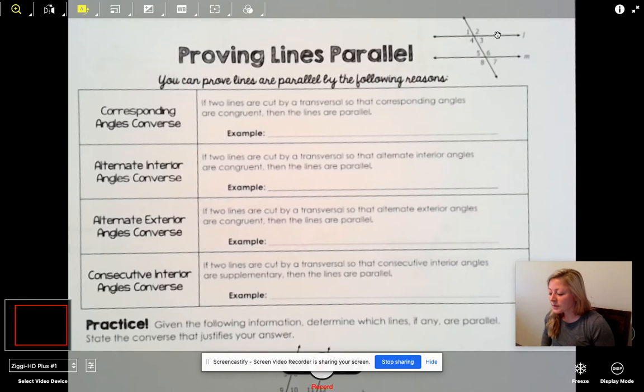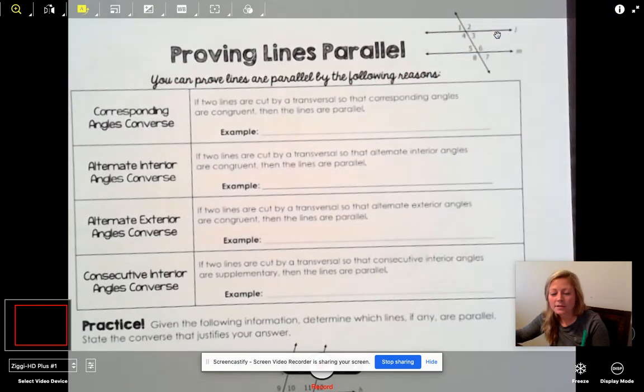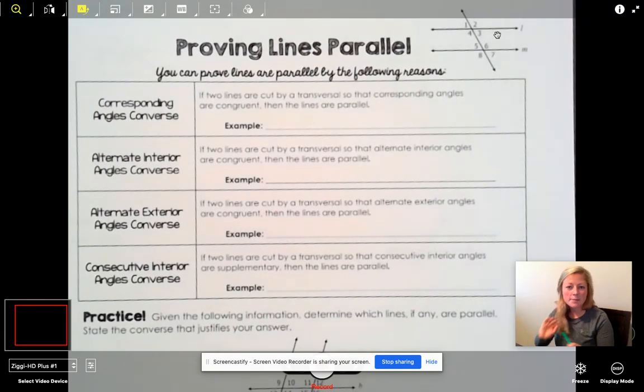Okay, it says you can prove lines are parallel by using the following reasons. So the first one is corresponding angles converse. So in math, or in logic, if you plan to be a lawyer one day, this is something we skip that hopefully we get to at the end of the year. It's kind of like a reasoning and logic unit. But when you flip the order of a sentence, it's called the converse. So the second part comes before the first part.